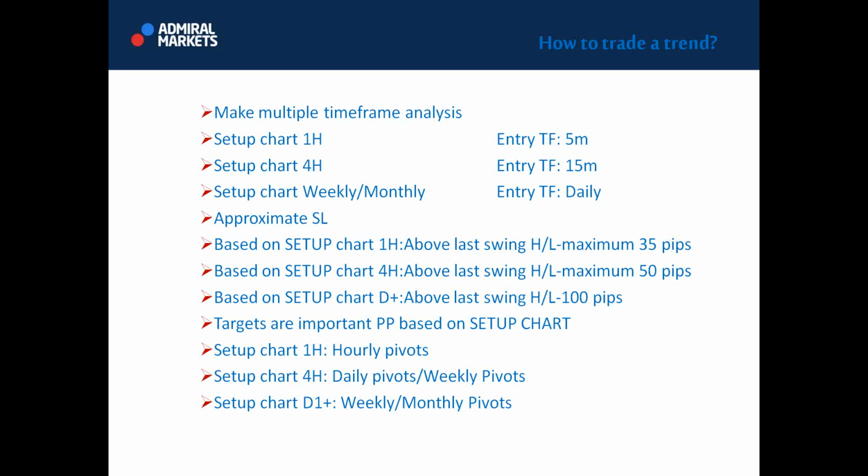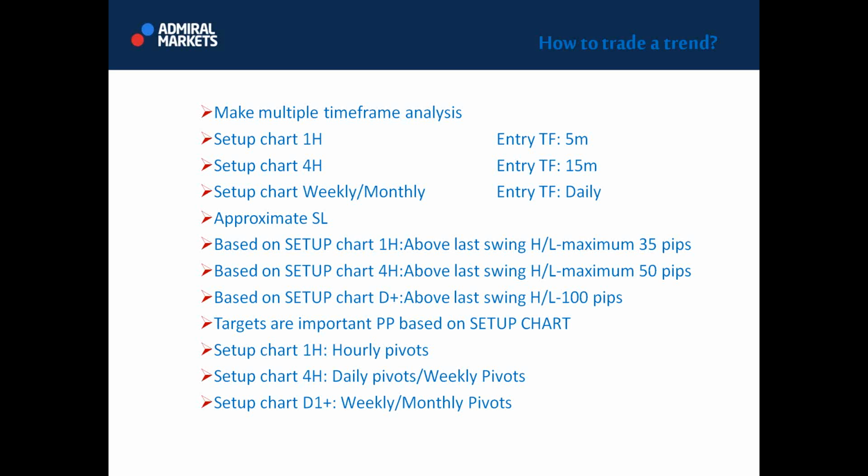And by placing a daily entry, we basically trade weekly and monthly trend. So do you understand what I'm saying? 5-minute entry is for 1 hour trend. 15-minute entry is for 4 hour trend. Daily entry is for weekly and monthly. And that is how we base approximate stop loss and target price, take profit.